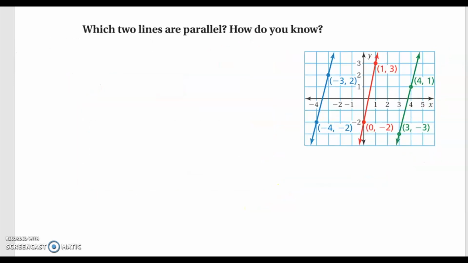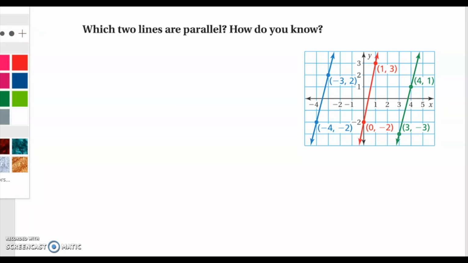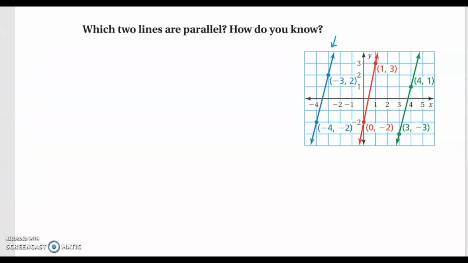So we're going to take a look at these three lines, the blue line, the red line, and the green line. And we're going to find the slope of each line to see which two are parallel to each other. Now I'm going to practice using both rise over run and slope formula. It's always good to practice both skills. So for the blue line, I'm going to use slope formula. So remember, slope formula is y2 minus y1 over x2 minus x1.